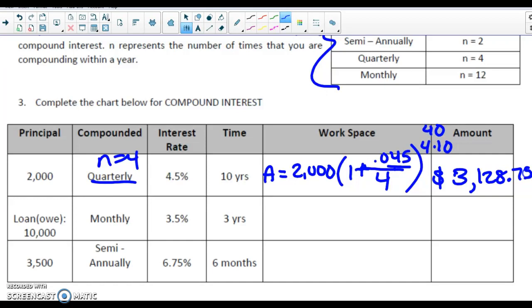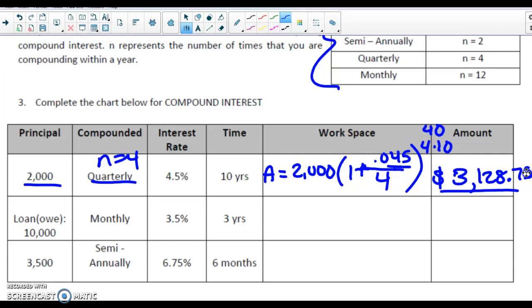Okay. Now what's different from simple interest is this is the amount of money I now have, not necessarily my interest. Okay. So I started with 2,000. I would have to subtract to figure out how much I actually made. Okay. This is like, I don't have to add anything. This is my total amount in my bank account.